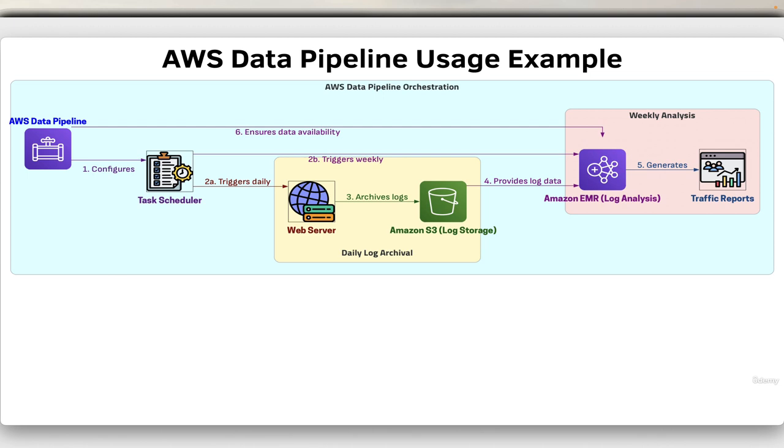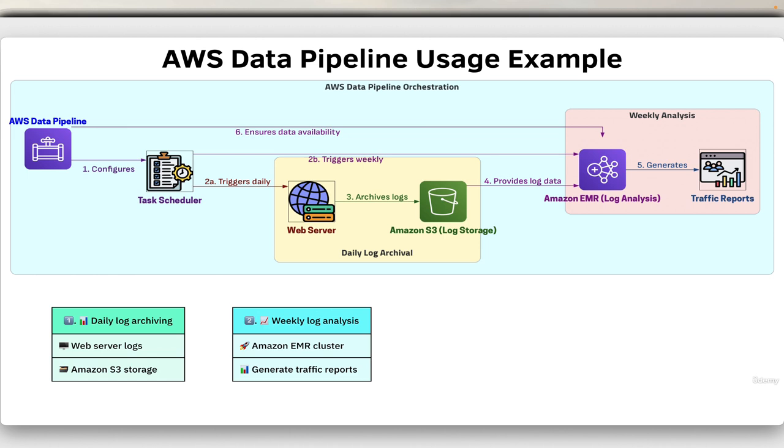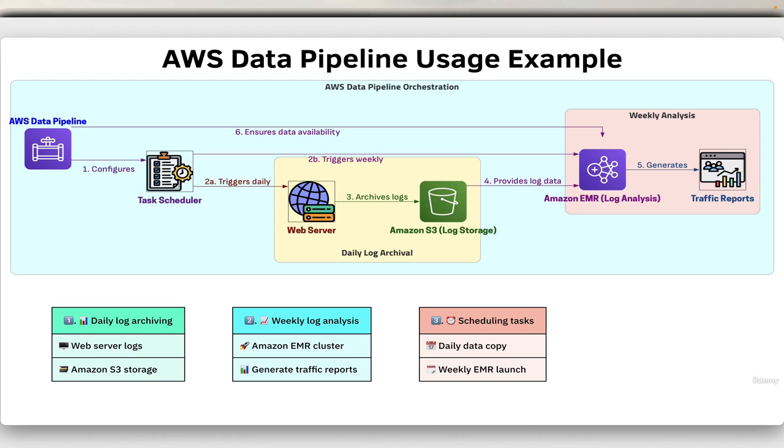So, AWS Data Pipeline usage example. In this example, AWS Data Pipeline can be used to archive web server logs to Amazon S3 on a daily basis, ensuring regular backup of important data. The service enables running a weekly Amazon EMR cluster to analyze the archived logs and generate comprehensive traffic reports. AWS Data Pipeline efficiently schedules tasks, and manages both the daily data copying process and the weekly launch of the Amazon EMR cluster.